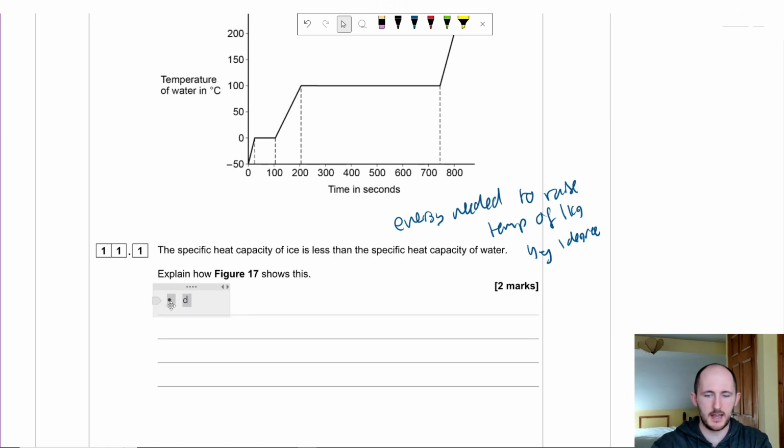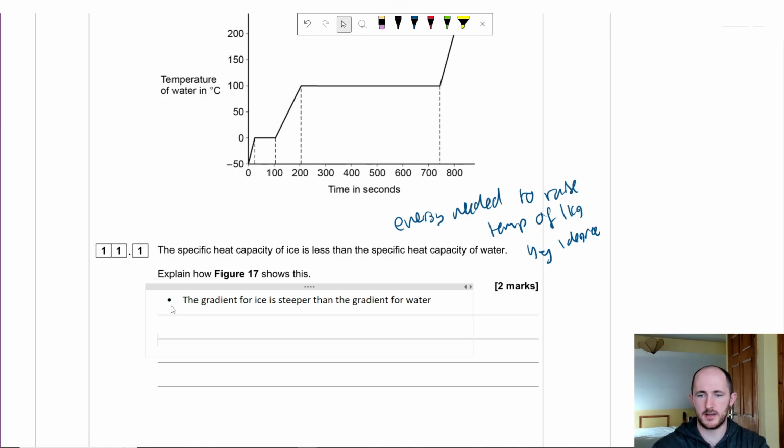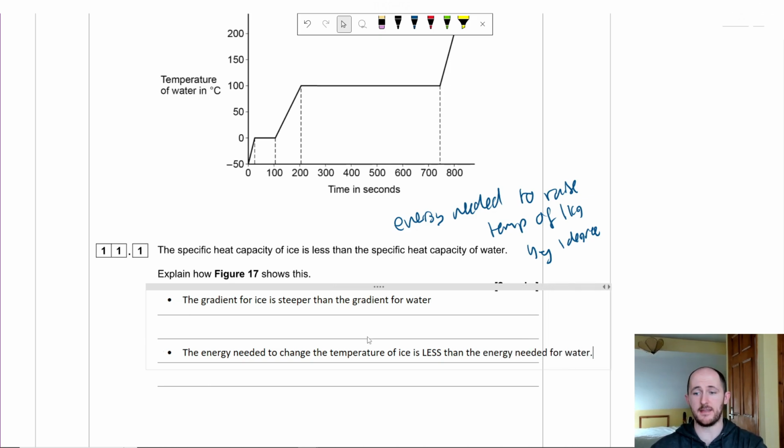So let's write it out. The gradient for ice is steeper than the gradient for water. Again, don't forget it says explain how it shows this. So we've stated that the gradients are different. Okay, explain what that means. Exactly what I said. The energy needed to change the temperature of ice is less than the energy needed for water. Again, that's because it's steeper. If it's changing temperature faster, then that means it must take less energy to heat up that substance.